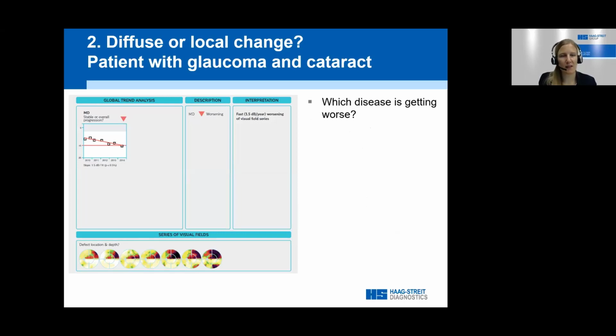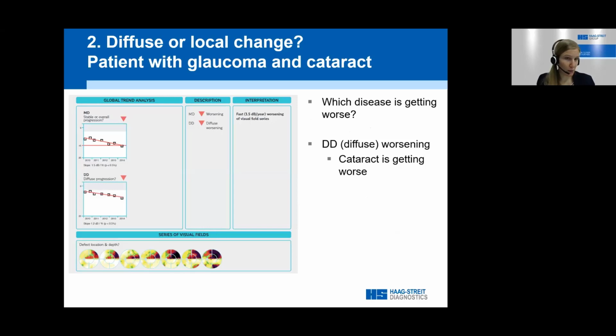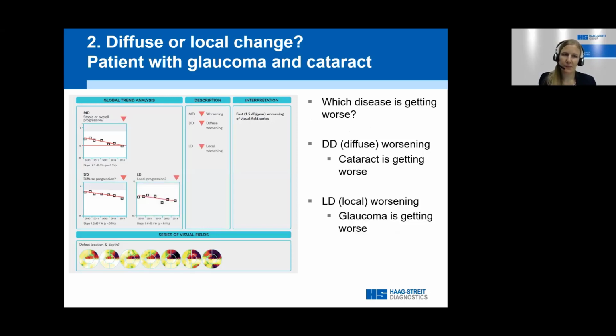So overall, yes, it's getting worse. Is there diffuse worsening? You just look at the red downward arrow on the DD progression. Yes, there is one. So yes, diffuse progression, cataract worsening. You look at the symbol on the LD, the local progression. Yes, there is also one. And then you know already a lot. You know, okay, this is clear progression, and it's both diffuse and local. There's also SLV progression. I don't use that. It's here for historic reasons, because when you have both diffuse and local defects changing, it gets a bit confused.